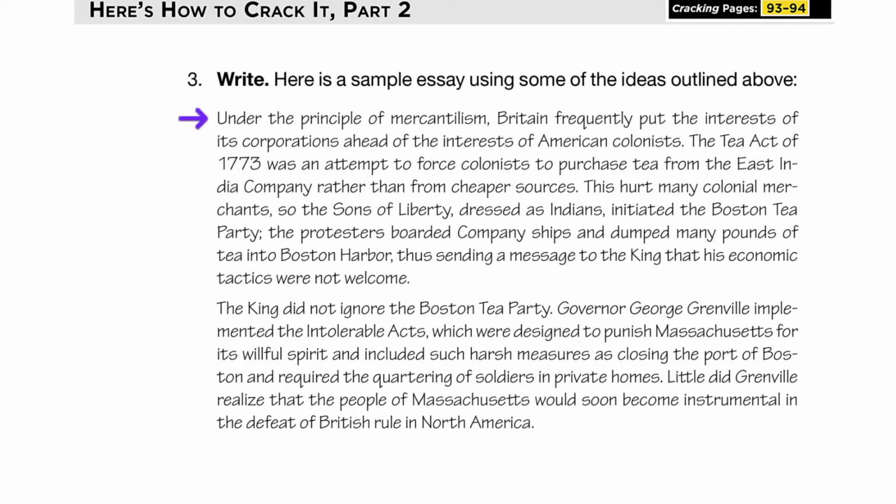So the first sentence says, "Under the principle of mercantilism," so notice that this person is throwing in some good background knowledge about the topic, "Britain frequently put the interests of its corporations ahead of the interests of American colonists. The Tea Act of 1773." Now, this person happened to know the exact date of the Tea Act, but it's okay if you don't, right? You don't have to use a ton of dates. It's not required. But if you do know a date, by all means, you can throw it in there.